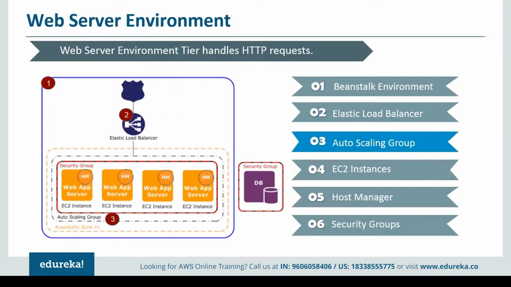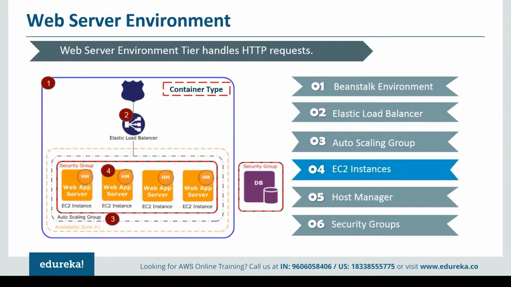Then we have the auto scaling group. If your web server is trying to handle a lot of traffic and it's having a scarcity of EC2 instances, then the auto scaling group automatically installs a few EC2 instances. Similarly, if traffic is very low, then it automatically terminates underused EC2 instances.